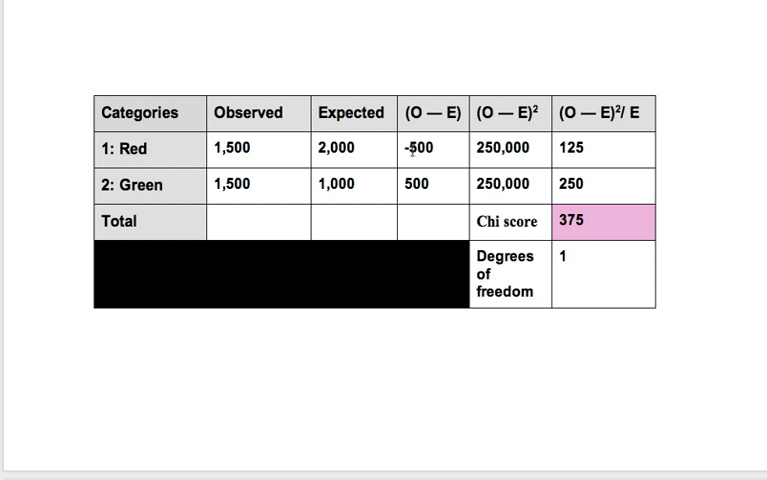Then we solve the chi-square as always, right? And then we, of course, add up the numbers. We get 375. And then our degree of freedom is 1. We have 2 categories minus 1. And I don't even need to look at the table to know that this is a significant difference.